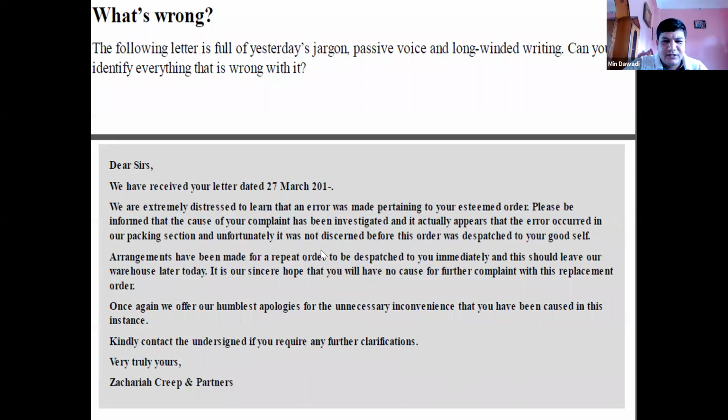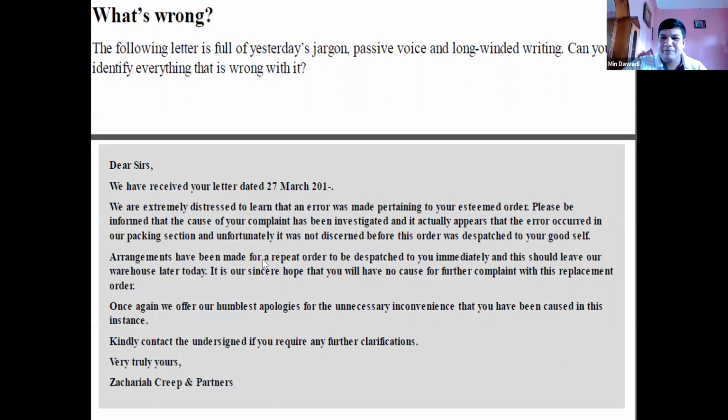ओके, सो दिस वन, arrangements have been made. Passive voice use नगर भन्छ नि है students, my dear students, as much as possible we have to avoid passive voice. So we have made arrangement भन्ने के we have made arrangement भन्ने हो. Arrangements have been made भने त passive voice. Okay, arrangements have been made for a repeat order to be dispatched to you immediately, and this should leave our warehouse later today. Okay, के भन्यो यसले?